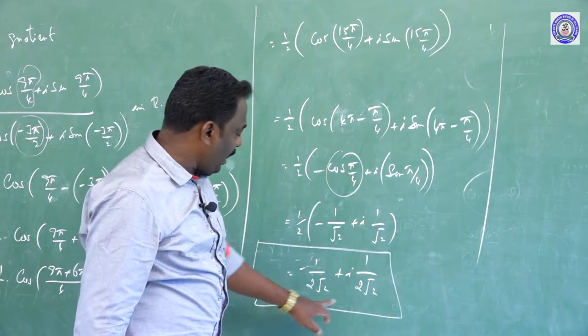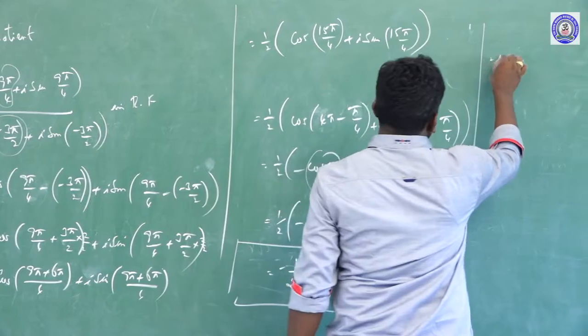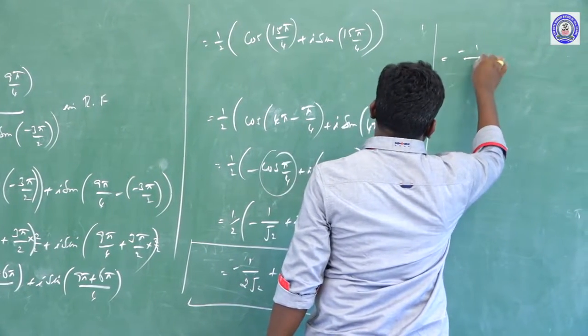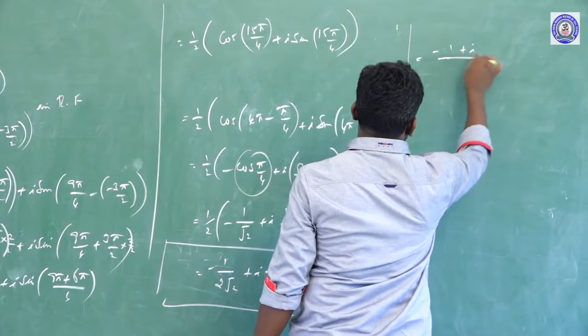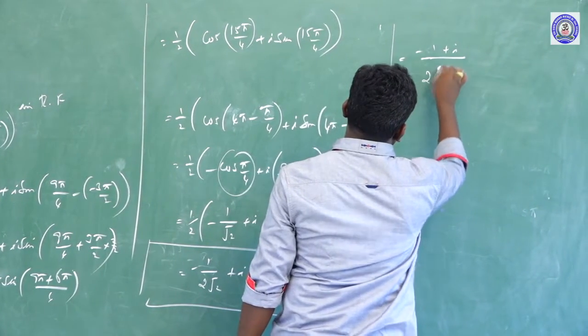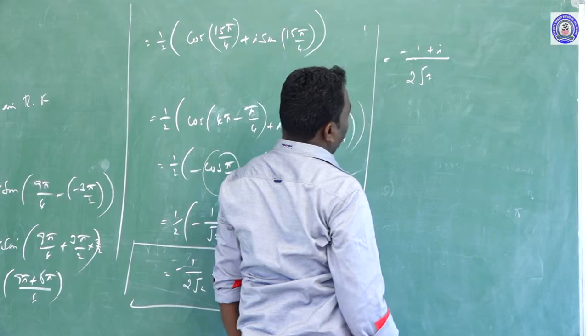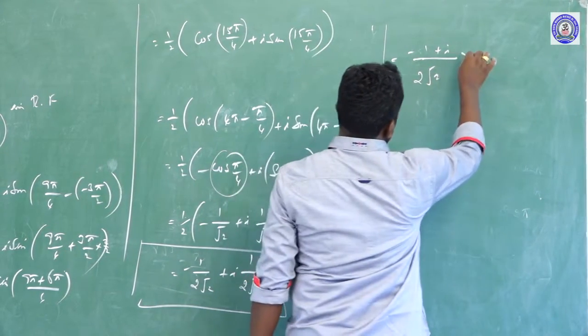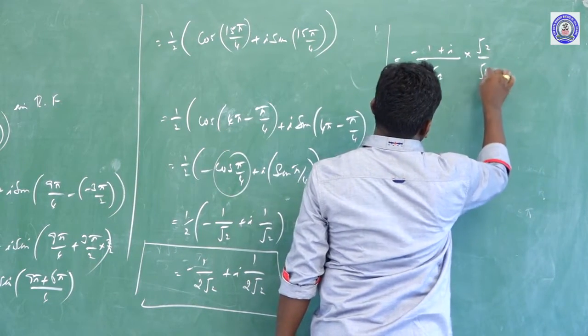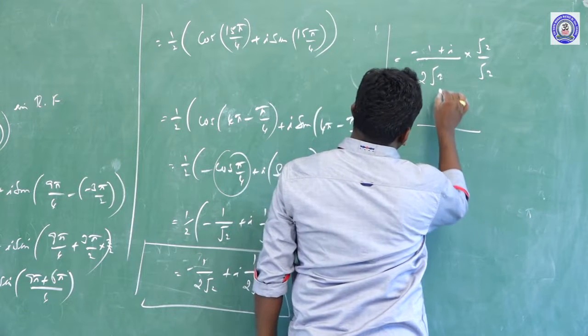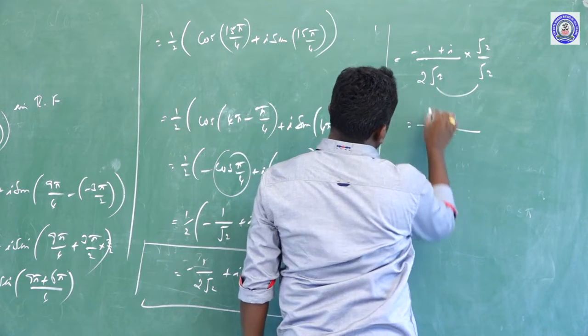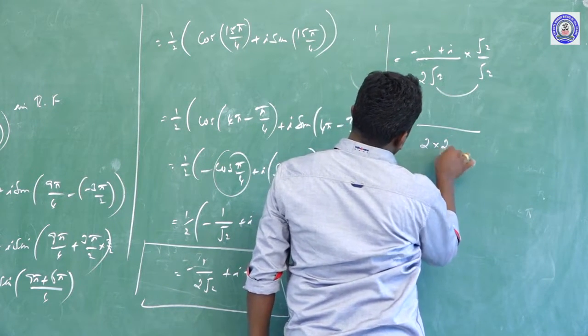Just taking the common denominator, that is equal to (−1 + i) as numerator by 2√2. So if we want to remove the root 2 from the denominator, as it is an irrational number, we multiply by √2/√2. That is equal to √2 into √2, which is 2. Therefore the denominator is 2 into 2.